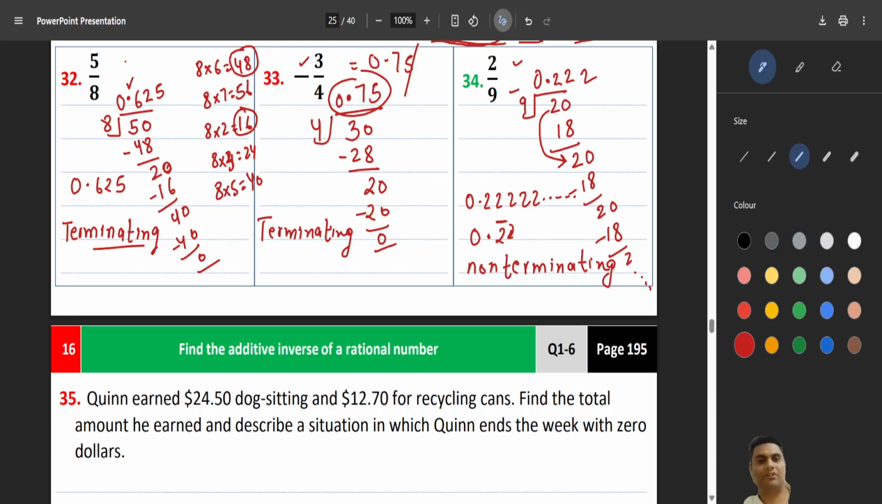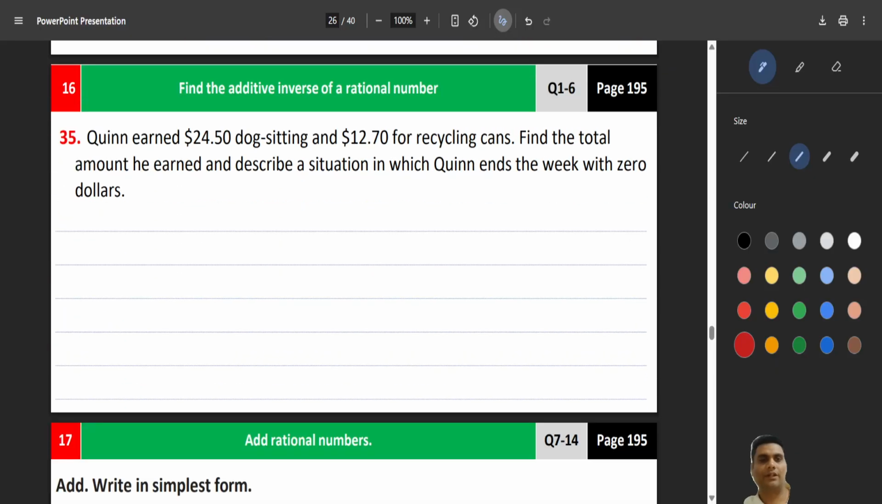Now question number 16 in the exam will be based on additive inverse. What is additive inverse? Understand it very easy. What is the opposite of plus? Minus. What is the opposite of minus? Plus. That is additive inverse. If I give you a positive number, let's say 5, what will be the additive inverse of 5? Minus 5. If I give you a number minus 3, what will be the additive inverse of minus 3? 3. Easy. If you see minus, make it plus. If you see plus, make it minus.